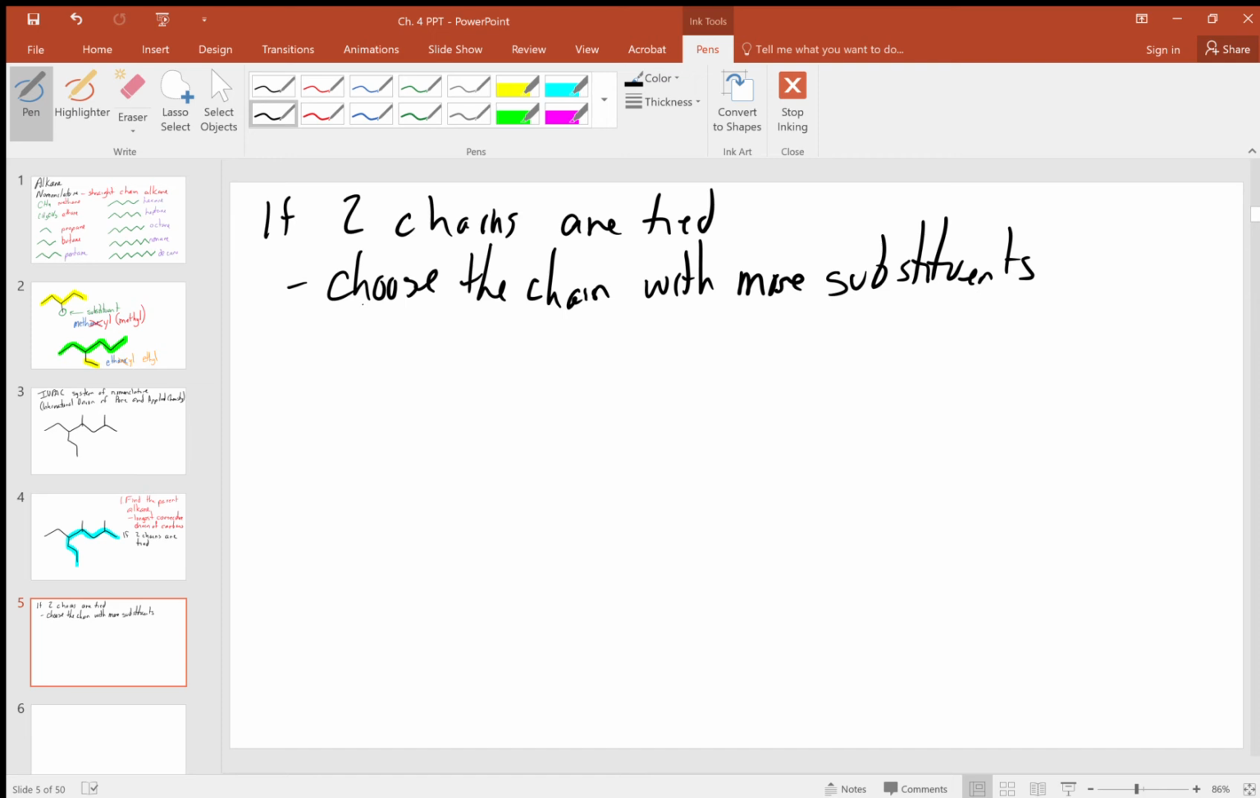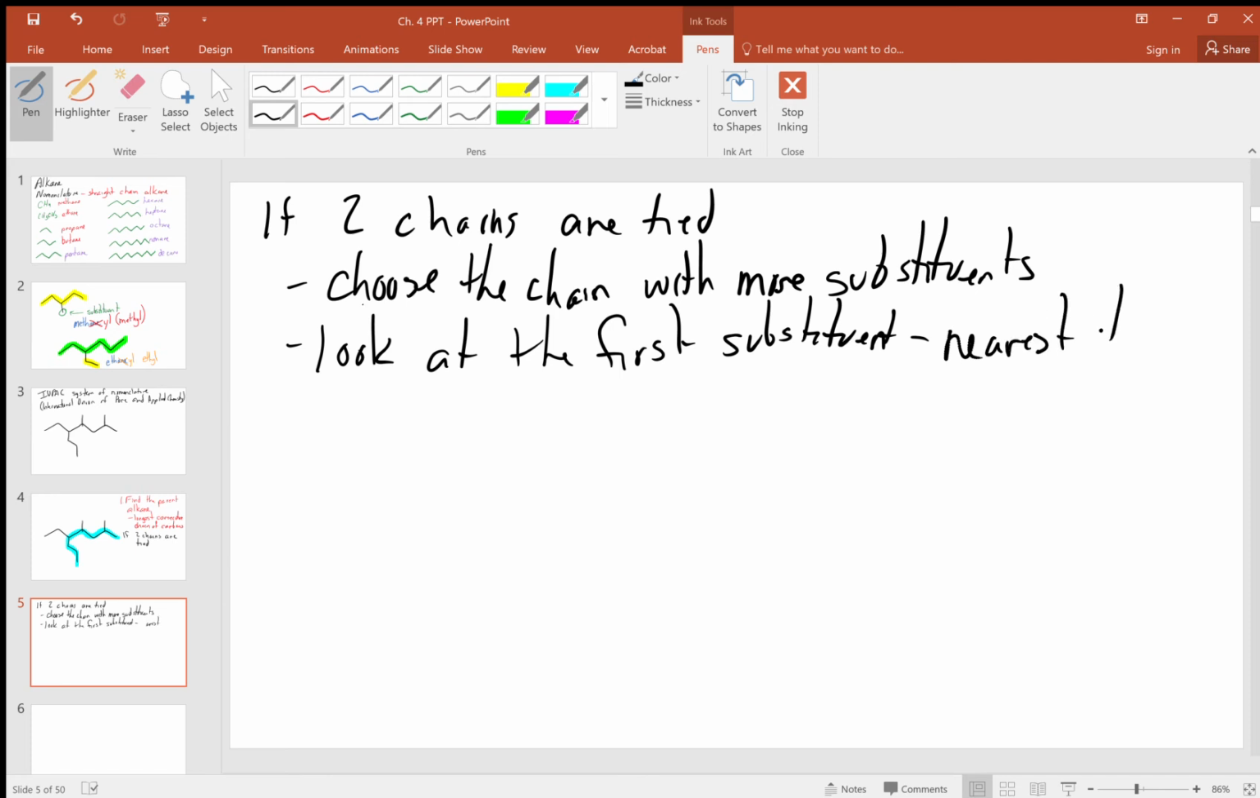Now, if that doesn't break our tie, then we look at the first substituent. And we see which one is nearest to the end. If those are the same, then we look at the second substituent on each chain and see which of those is nearest to the end. And we would go through until that broke the tie.